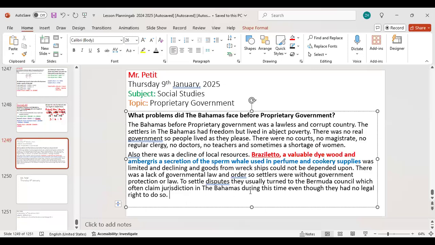Why Bermuda? Anyone can remember why Bermuda? Why do you think they would appeal to the Bermuda Council? Because the governor general or something was from there. Hold on, let me tell you. Excuse me, Mr. Petit, I have a question. Go ahead.